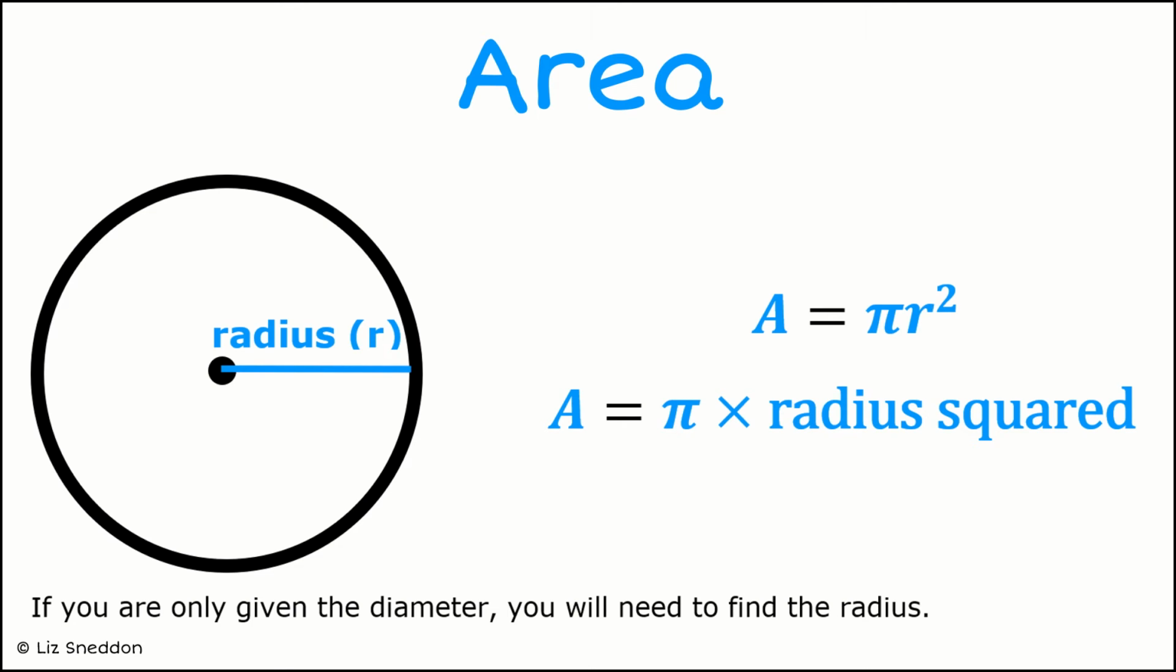So here is the formula that we need to know. The area of a circle is pi times the radius squared. We need to make sure we know where to find that squared button on our calculator, and most calculators have a button that looks like this, x squared. Okay. So if we're given the diameter, we just need to remember to find the radius first.